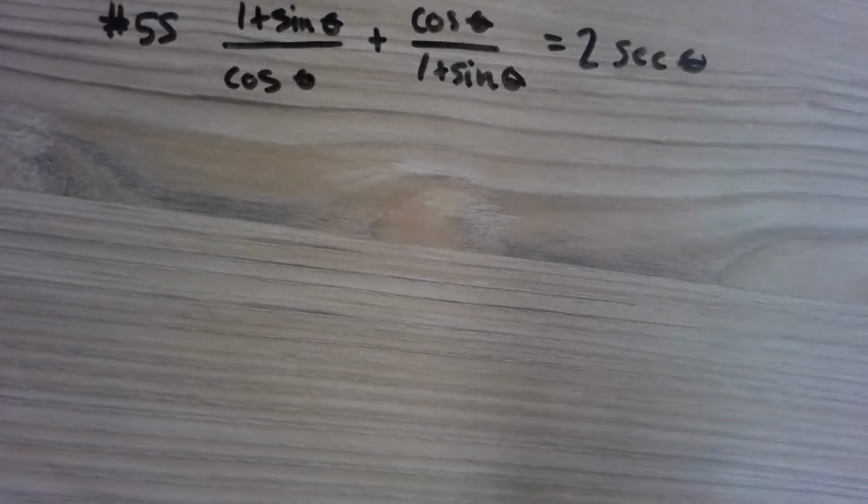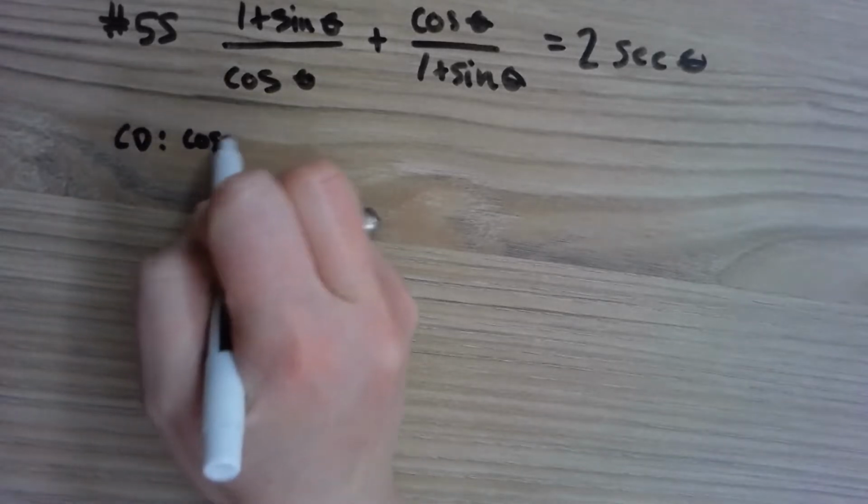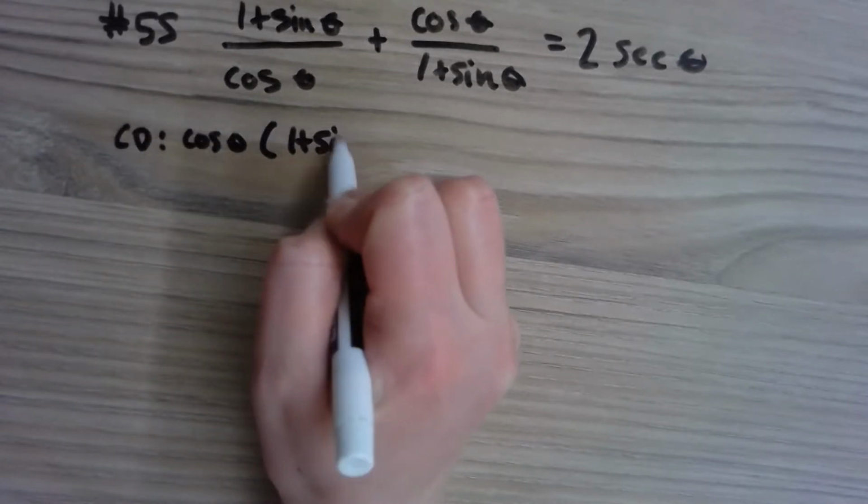But if you remember on Tuesdays, the 5.1 worksheet, I talked about different methods, you know, changing everything to sines and cosines. One of the methods is to get a common denominator. So if you look at this, my common denominator would be cosine theta times (1 plus sine theta).